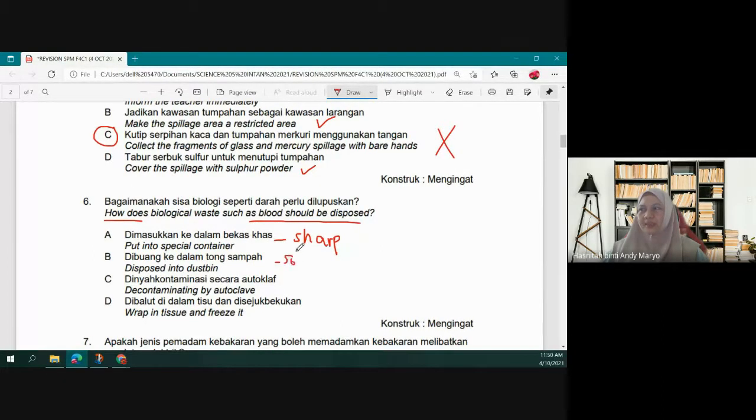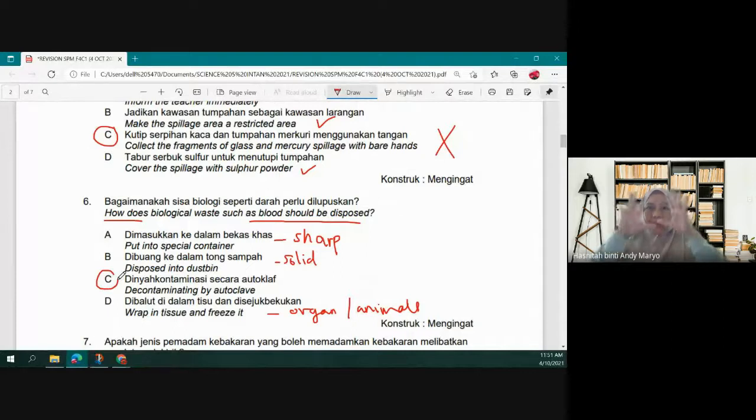Ini solid material. And then for C, wrap in tissue and freeze it. This is if we are handling an organ or animal. For example, we did an experiment on a frog. So we cut a frog, kita bedah katak. So where do we throw that frog after we finish the experiment? We have to wrap it in a tissue and then freeze it so it won't spoil, dia tak jadi busuk, then only baru kita buang. So the answer is, for blood waste we must decontaminate by putting them in an autoclave.